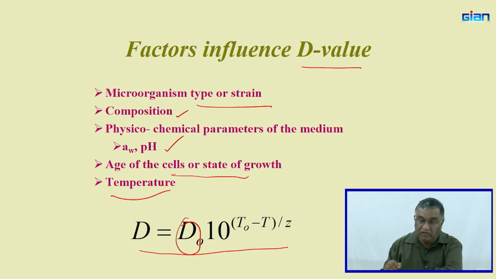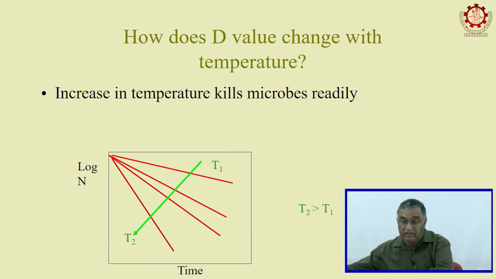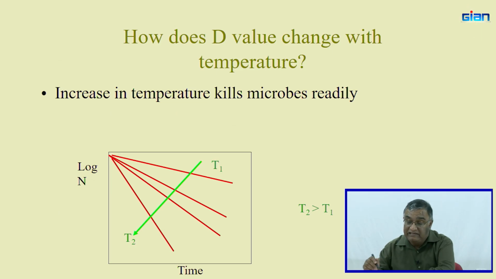So, D0 is the target D value at your particular temperature T0, whereas this is your reference temperature here, Tt. And the Z value is your thermal sensitivity of the bacteria, which we will talk about in the coming slides. When you look at the D value, with the increase in temperature you can kill more bacteria, so you are able to change the D value accordingly.